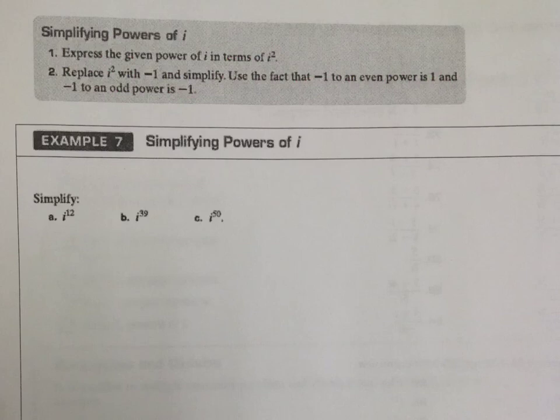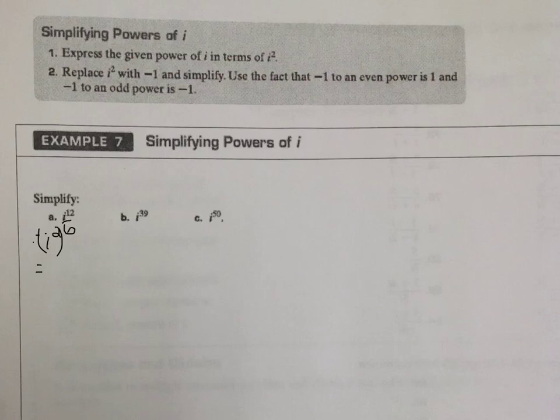We got i to the 12th. We're going to rewrite i to the 12th as a power of i squared. So we're going to say this can be written as i squared, and then we're going to take half of the 12, which would be 6. So it would be i squared to the 6th, because if we multiplied these two, the 2 times the 6 would give us i to the 12th. So it's still equal to the same thing.